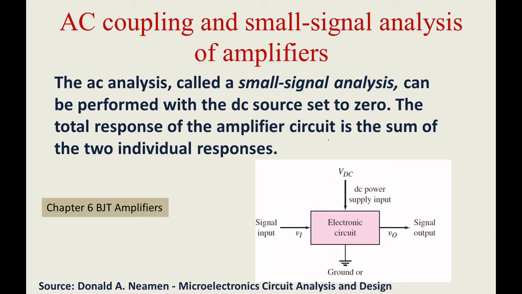Okay, so the source of the information given in today's class is from chapter 6, that is the BJT amplifier. The book I followed is Donald A. Neamen, Microelectronics Circuit Analysis and Design. You can use it for referring to these same topics.